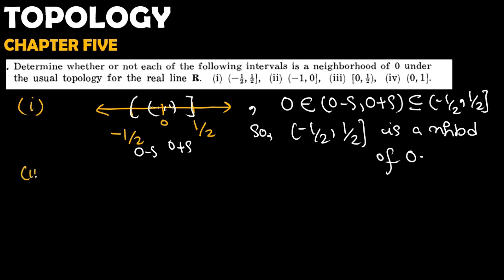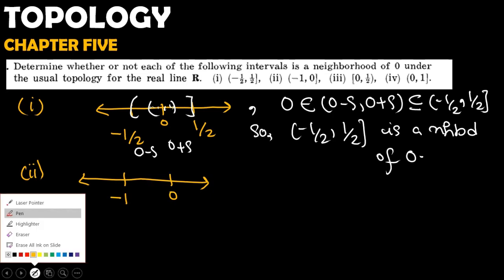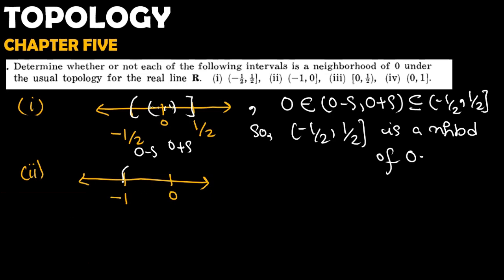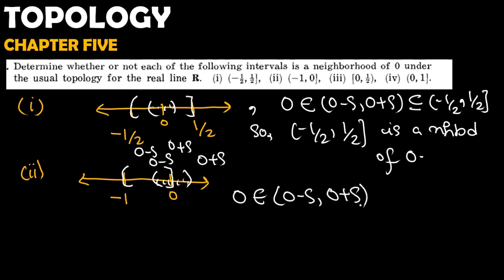Now we are going to move to our second part. If I figure it out like this, minus 1 and this is 0, we have a half open and half closed interval. Now if I find this, you can see that 0 plus delta is here and 0 minus delta is here. So 0 belongs to the open interval (0 minus delta, 0 plus delta), but you can see that the right and left neighbors of 0 are not a subset of our half open and closed interval.